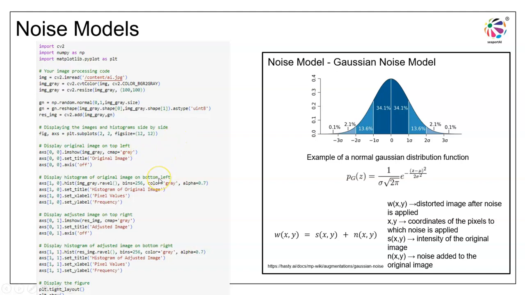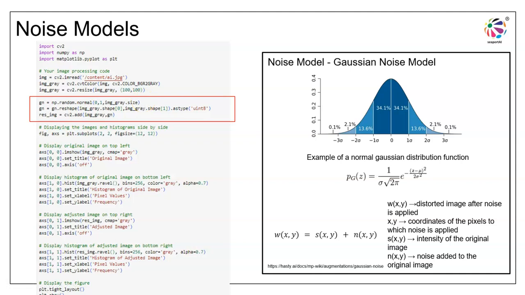That's what the rest of the code does, and we are accomplishing this through the help of matplotlib.pyplot. Okay, the core set of codes that we are using in Gaussian noise model is these 3 lines of code. This line generates Gaussian noise.